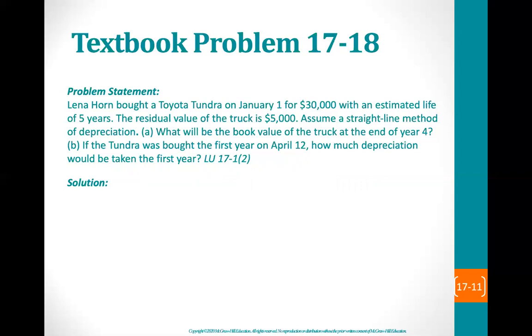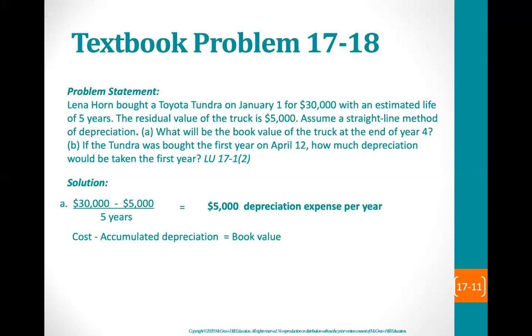So, A, we need to calculate our depreciation expense per year using the straight line method. $30,000 cost minus $5,000 residual value, divided by 5 years. We take $5,000 of depreciation expense per year. Well, what is the book value at the end of year 4? Our cost was $30,000. Our accumulated depreciation is $20,000, 4 years at $5,000 a year, which gives us a book value of $10,000.